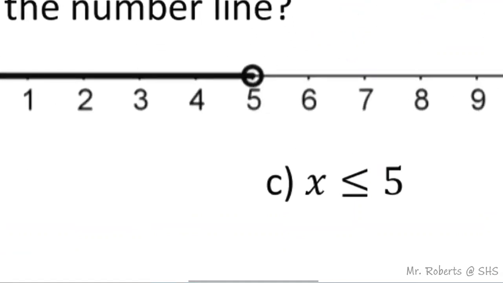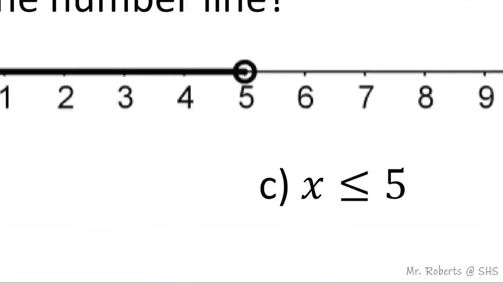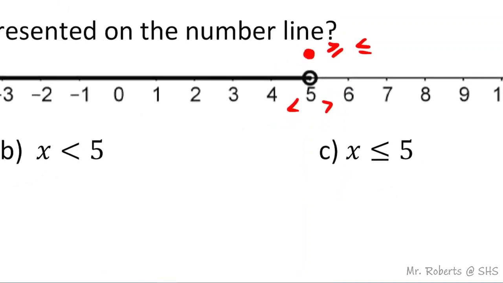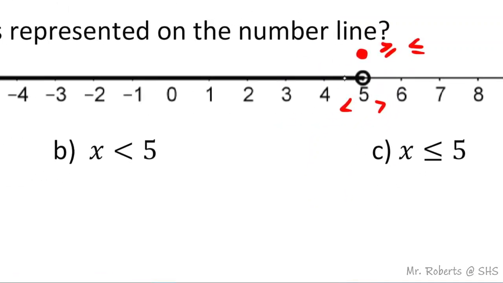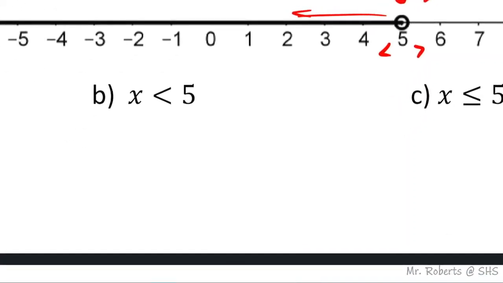I can see that this is an open boundary point. It's not shaded in. If it was shaded in, I would be using either the greater than or equal to or the less than or equal to symbol. But because I'm using this, it's either less than or greater than. And in this case, this is less than, right? All of my x's are smaller than that boundary. So this direction right here, they're all less than the boundary. So this is my choice, B, which is x's are less than 5.